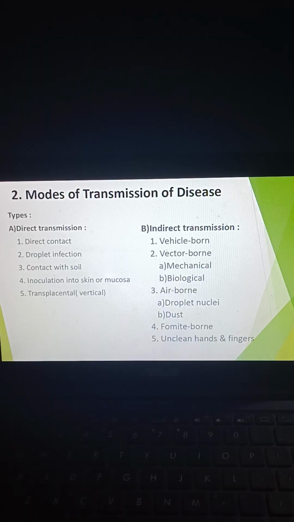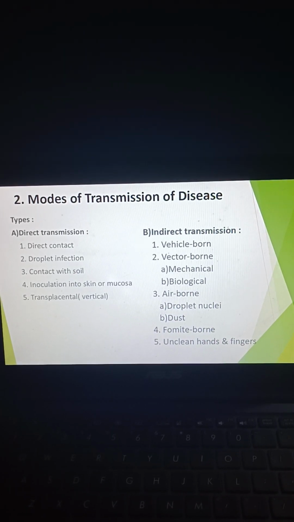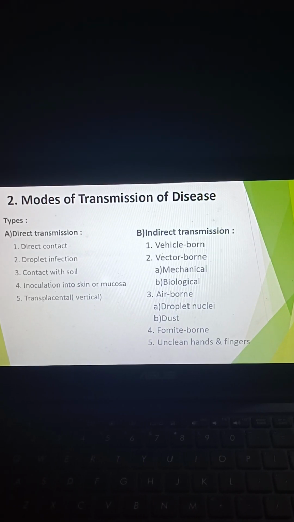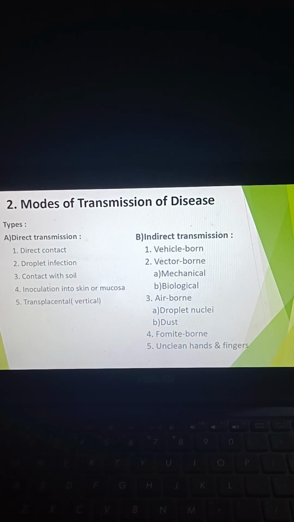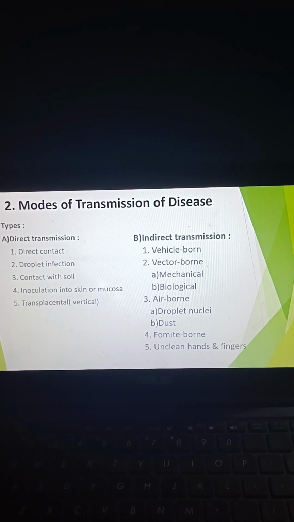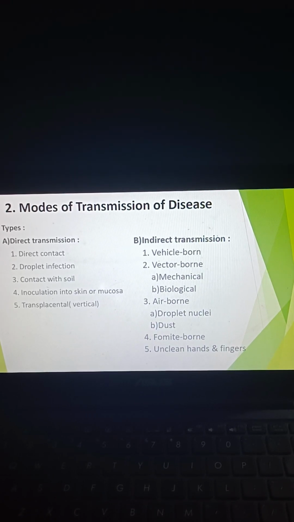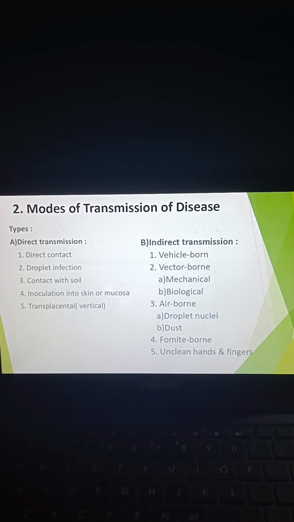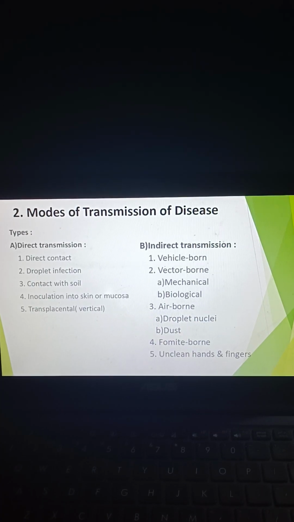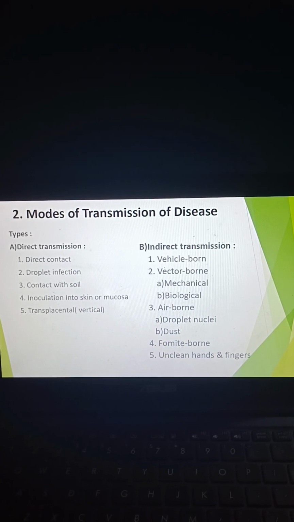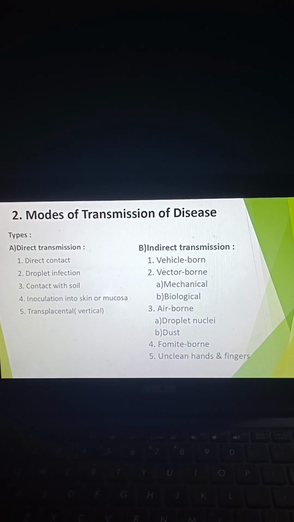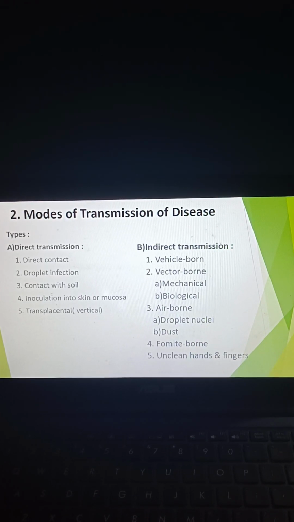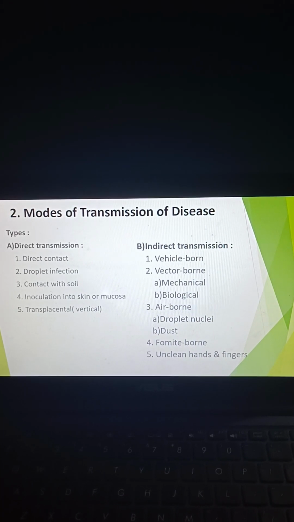Then coming to modes of transmission of disease. There are different types of modes of transmission of disease. One is direct transmission, the other is indirect transmission. In direct transmission, the disease can be transmitted either by direct contact or droplet infection or contact with the soil or inoculation into skin or mucosa, and transplacental or vertical transmission. And in case of indirect transmission, that can be vehicle borne transmission, vector borne. Vector borne is further mechanical and biological transmission. Airborne is for the droplet nuclei and dust. And then fomite borne transmission, then unclean hands and fingers. These are indirect transmission.